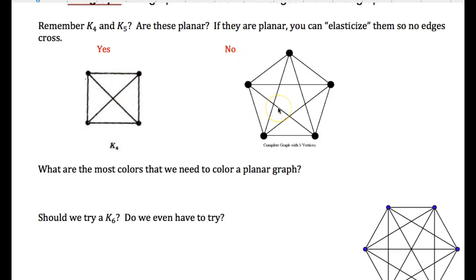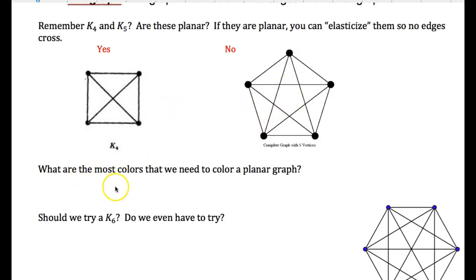K4, yes. K5, no. Now what happens is that if you have future graphs that have a K5 within them, then straight away you can say not planar, because K5 is not planar, and so I can't resolve the K5. Why can I resolve added items to it? I can't, right? So then this kind of answers, maybe it answers, maybe it's not clear, I don't know. But what are the most colors that we need to color a planar graph? Well, at most, we would need 4 colors, because once we get to this situation, we're in trouble.